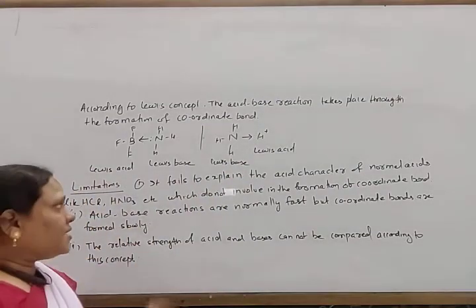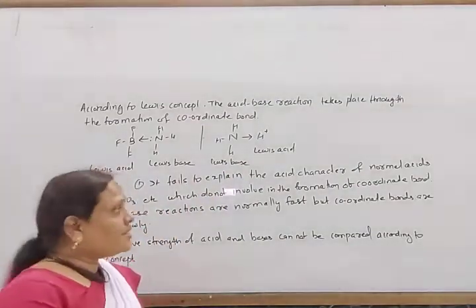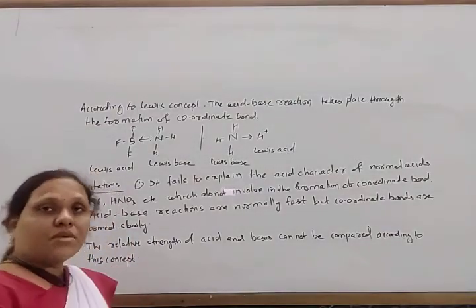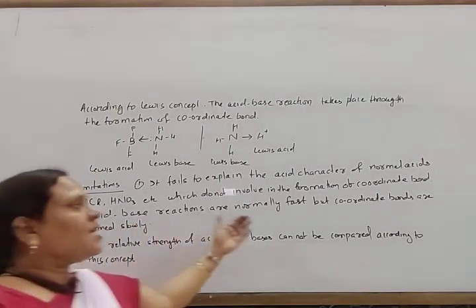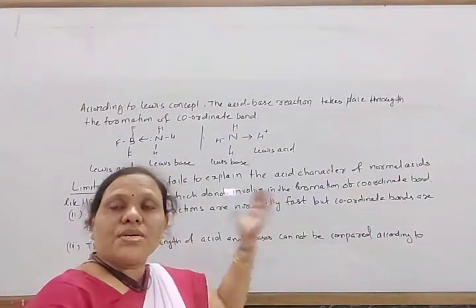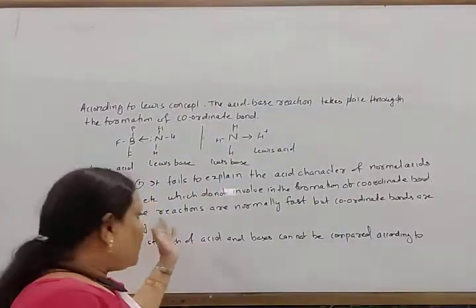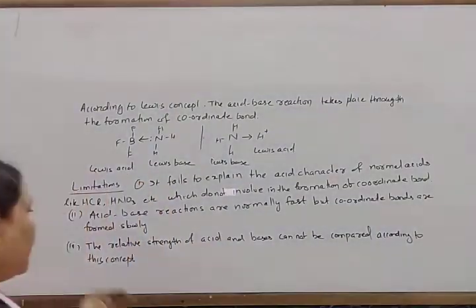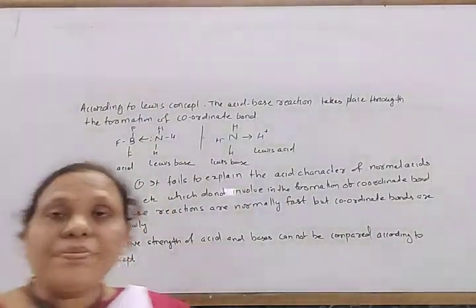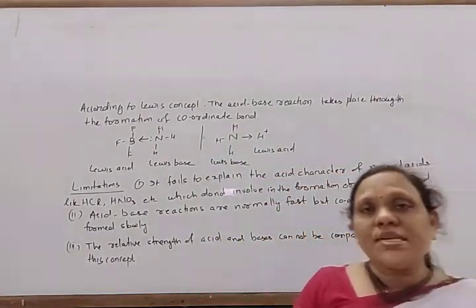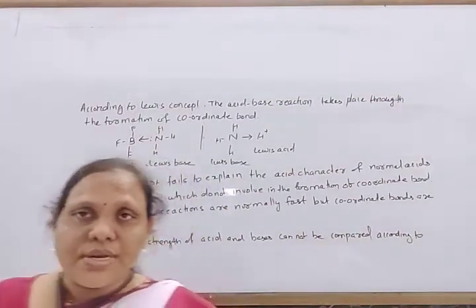So what are the limitations? It does not explain the acid character of normal acids, which do not involve the formation of a coordinate bond. And acid-base reactions are normally fast, but coordinate bond formation is very slow. In this way, it cannot fit with acid-base reactions. And the relative strength of acids and bases also cannot be determined according to this Lewis theory. So for today, up to this.